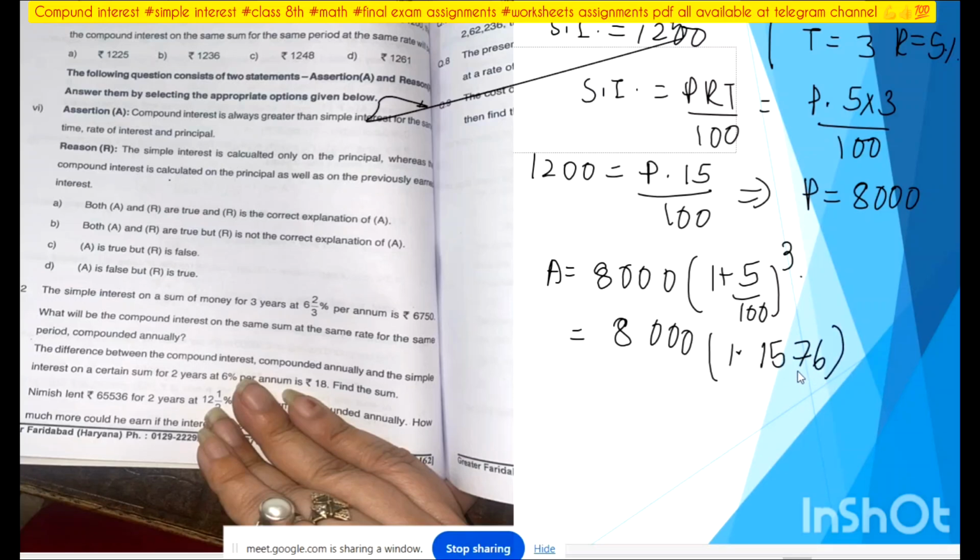Okay. Now after multiplying this, I am getting 92161. Okay. So CI will be what? CI is equal to amount minus principal. So amount is this one and principal is 8,000. So what do I get? I am getting 1261 rupees as my compound interest. Okay. This is my compound interest value.